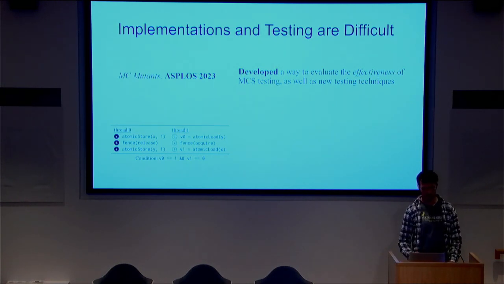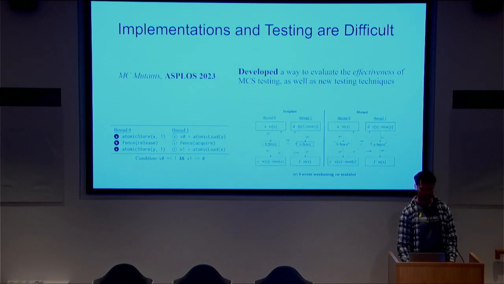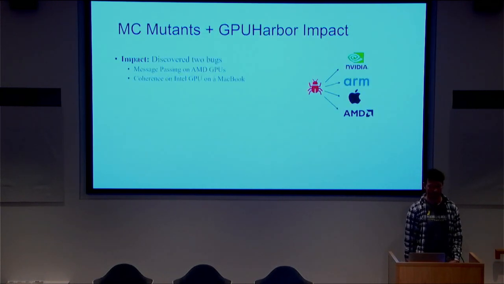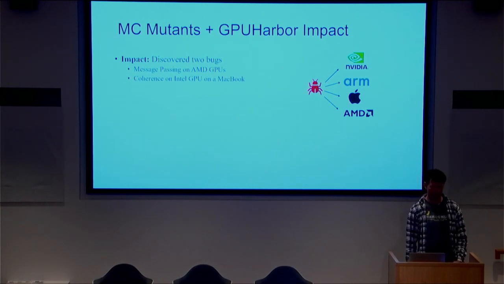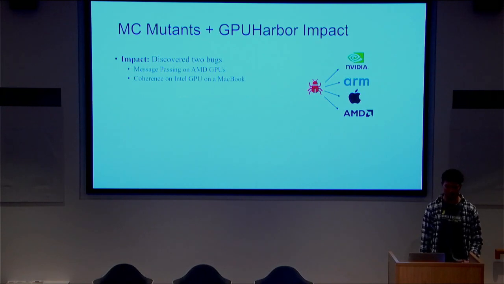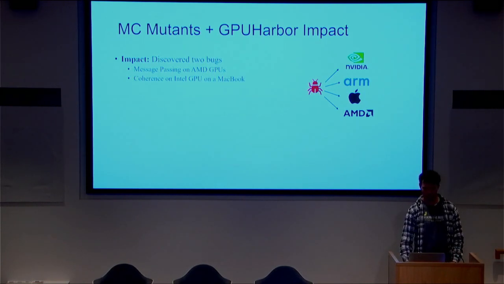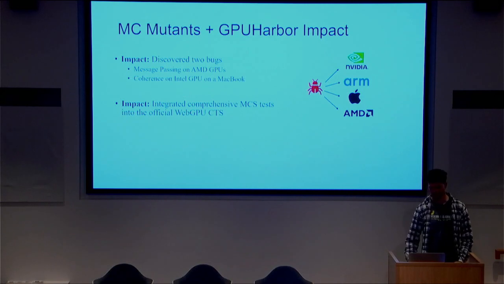And so what we do is we create this strategy where we take the axiomatic candidate execution of this test, and we mutate it to create a test where we can actually see weak behaviors. We then find test environments where weak behaviors show up more readily, and then we can go back and run the original test and look for bugs in compilers or hardware. The impact of this is that we actually discovered bugs. There was this exact bug where they were mistranslating release acquire fences on AMD GPUs. And we also found coherency issues on Intel GPUs on a MacBook. We also integrated these tests into the WebGPU CTS, so they use them when they're testing their framework now.